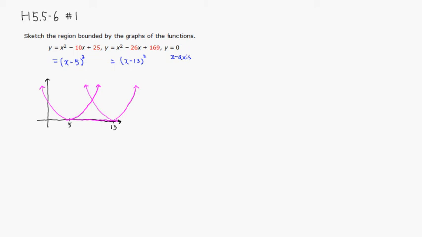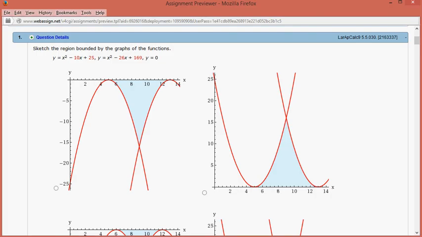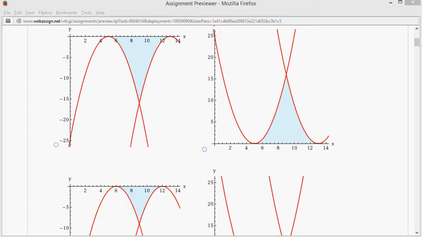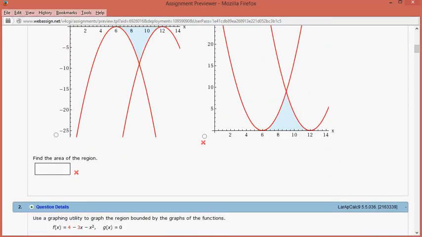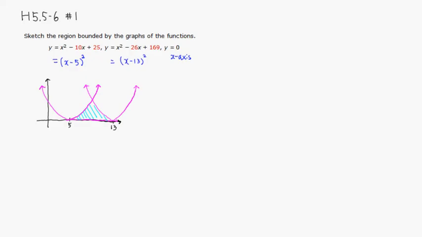So we know that the region we are interested in would be that region right there. Let's go back and see which region. This is not it. This looks promising: it goes through 5 and 13, and that's the region. So this is the region that we are interested in. Then we want to find the area. So let's do that.